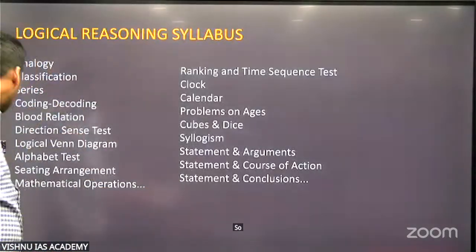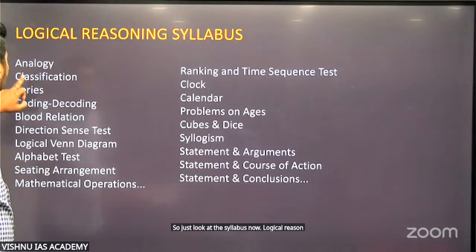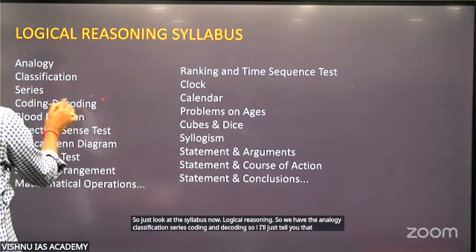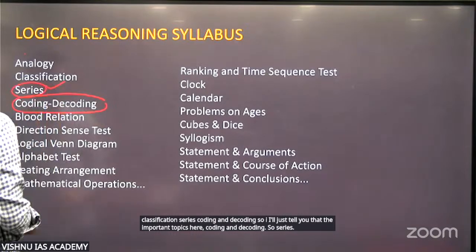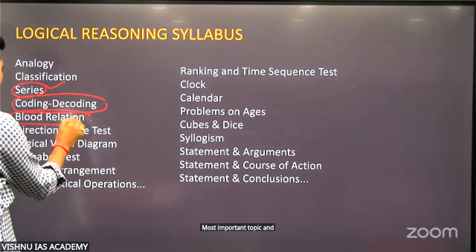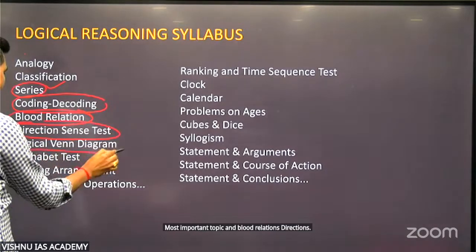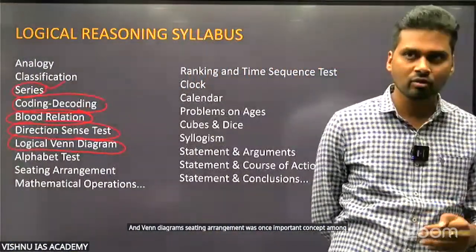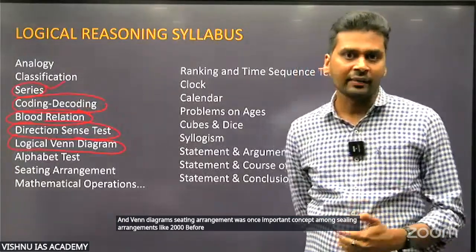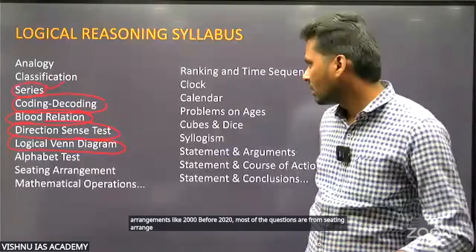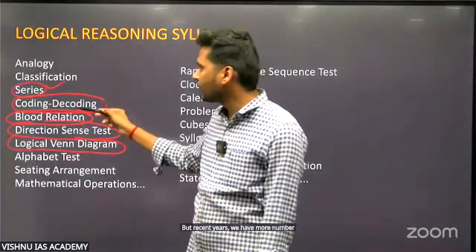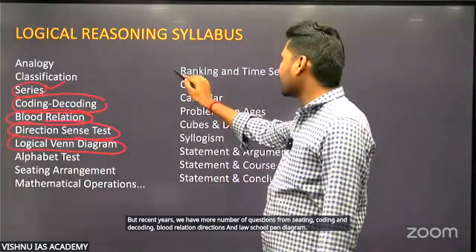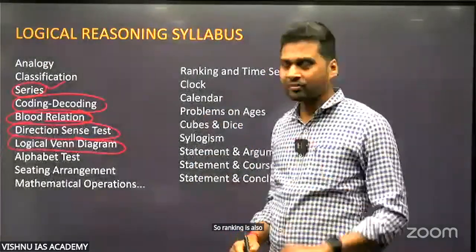Now just look at the syllabus. Logical reasoning: we have analogy, classification, series, coding and decoding. The important topics here are coding and decoding, series (the most important topic), blood relations, directions, and Venn diagrams. Seating arrangement was once an important concept. Before 2020, most of the questions were from seating arrangement or puzzles. But in recent years, we have more questions from coding and decoding, blood relation, directions, and logical Venn diagrams. Ranking also sometimes gives us questions.